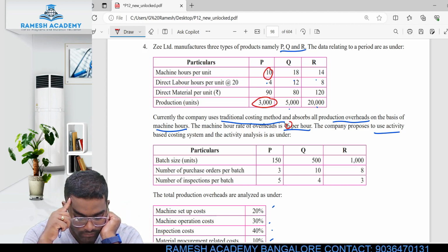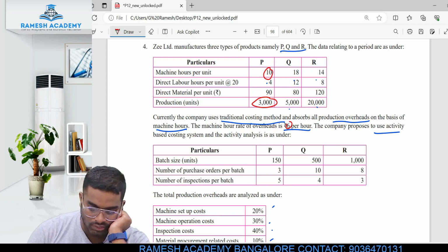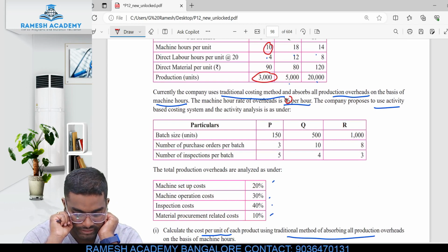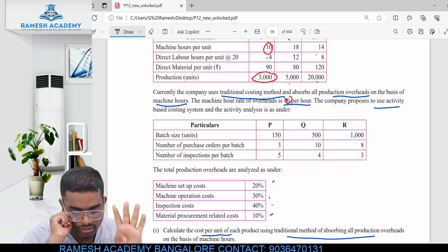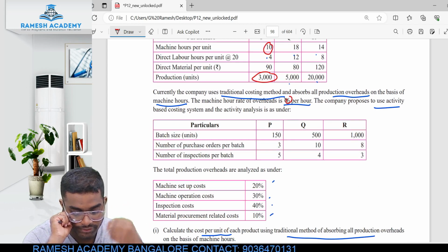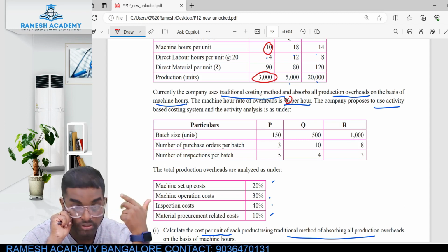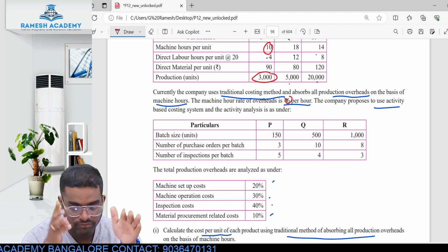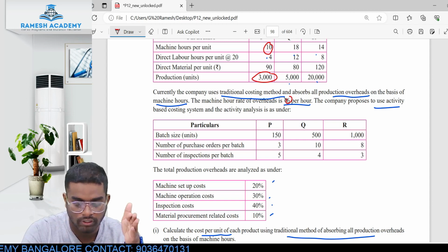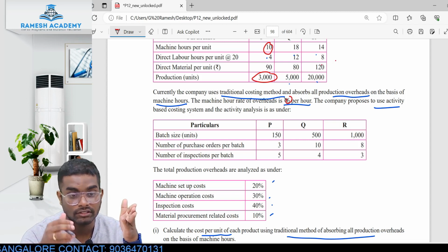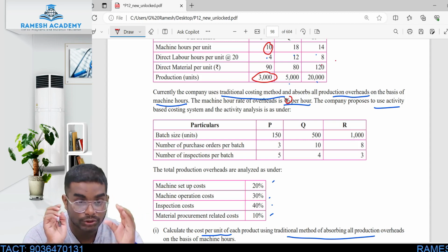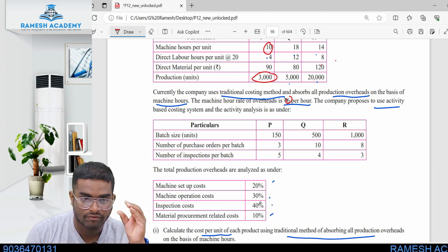Next, ABC. So what are they telling in ABC? They are telling that cost is distributed into 4 types: machine setup cost, operation cost, inspection cost and the procurement cost. So first we have to calculate the total overhead. So total overhead you will get it here. In the traditional costing, multiply the total machine hours into the rate, which is 6, you will get some amount, then distribute that amount in the ratio of 20, 30, 40 and 10.